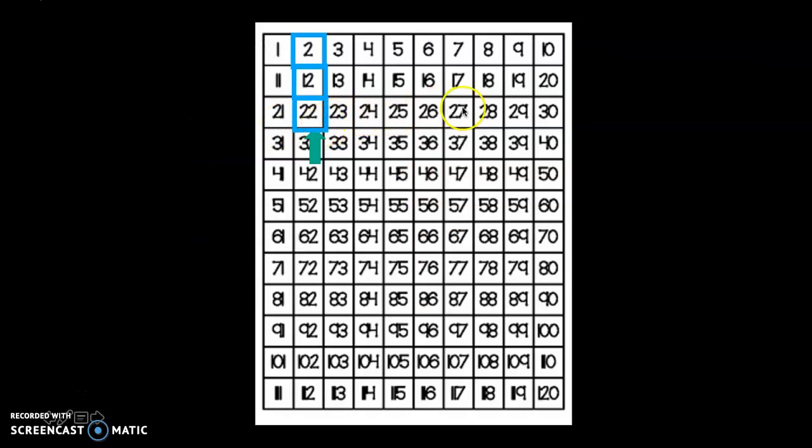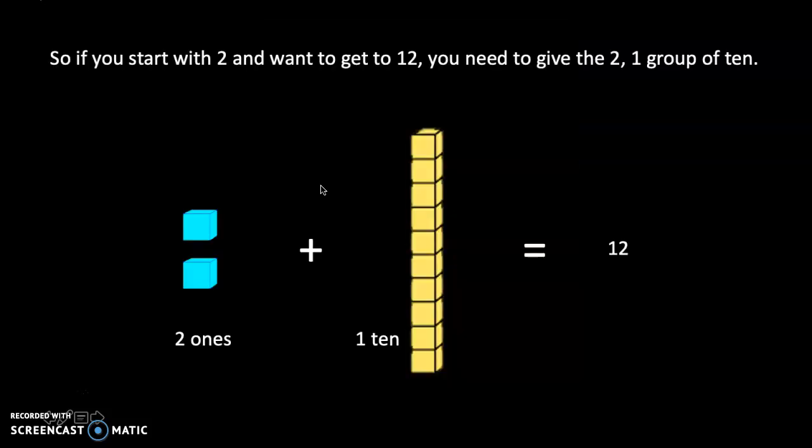So if you keep going, the pattern is going to continue. Instead of 2 tens, I'm going to have 3 tens, 4 tens, 5 tens. The only difference is my ones, instead of having a 0 in it, it has a 2 because the 2 was already there. So if you want to start with 2 and you want to get to 12, you need to give the 2 one group of 10. So 2 ones plus a 10 equals 12. So 10 more than 2 is 12.